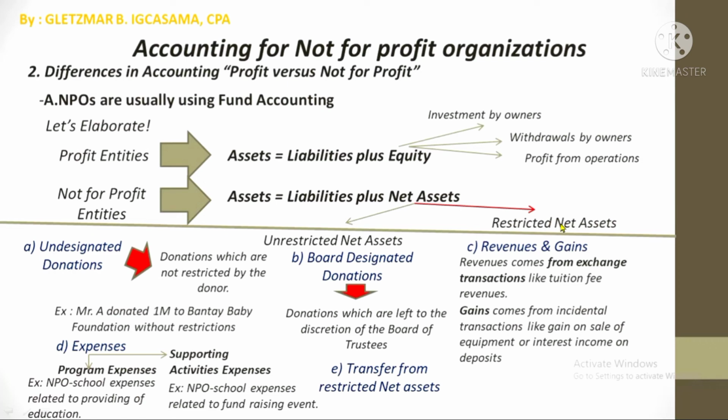Assuming you did, then after 5 years, the limitation or restriction will expire, and the 1 million can now be used by the NPO. So if that happens, the 1 million should be transferred from this fund to the unrestricted net assets. So that's the story of this transfer from restricted net assets. Again, sometimes funds under restricted net assets are just restricted temporarily. So if the restriction expires, those funds will be transferred to the unrestricted fund.